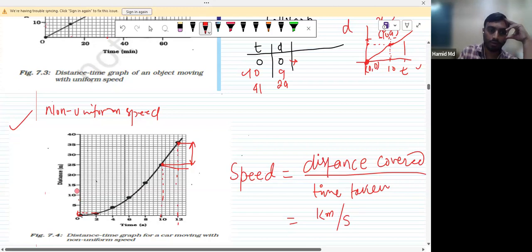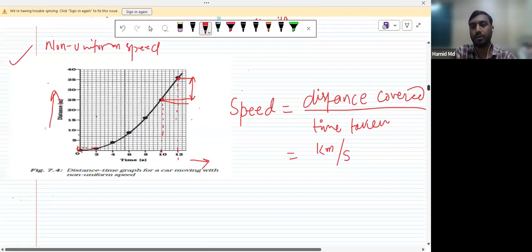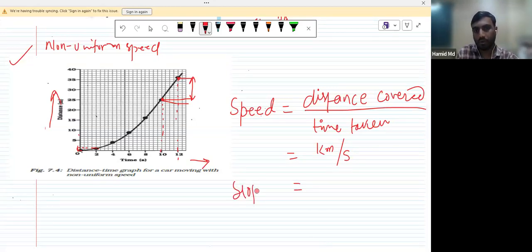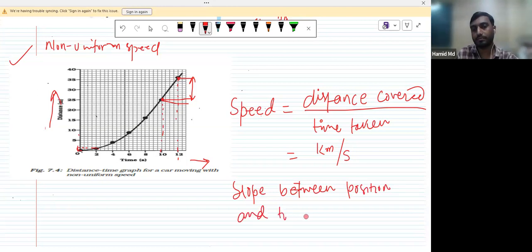Okay. So this is another way. Distance covered is along the y-axis, and the time taken is along the x-axis. So this is nothing but slope. It is nothing but the slope between position and time. Clear? What is the slope?